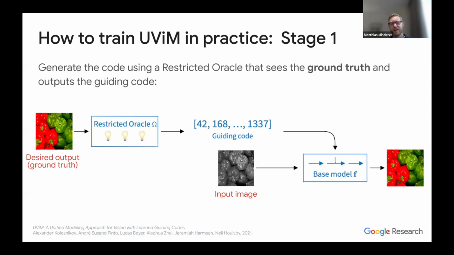And the idea is that this restricted oracle, even though it has access to the ground truth, has to compress that into this guiding code. So it basically works like an autoencoder, and this is in fact implemented as a VQ-VAE. So we train this, and then we have a base model that can interpret the guiding code.